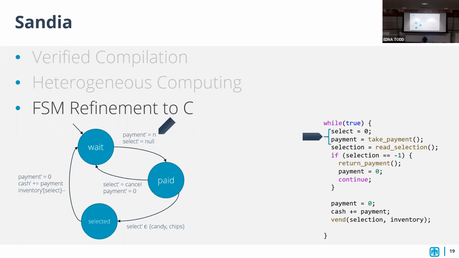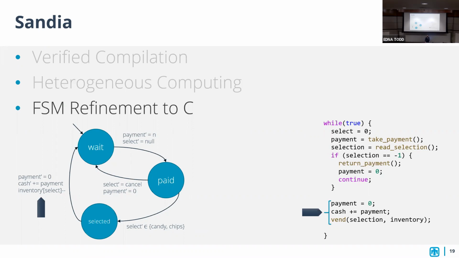And then secondly, we have to demonstrate that the C produces in the same way the observable behaviors of the vending machine. So in this case, the two things being pointed out, you can see that the payment's being set and the select is being set to null. So the mapping between null and the C program here is 0. Secondly, we're reading a selection, be that cancel, or candy and chips. Third, there's a possibility of canceling and continuing. And then finally, there's the payment.